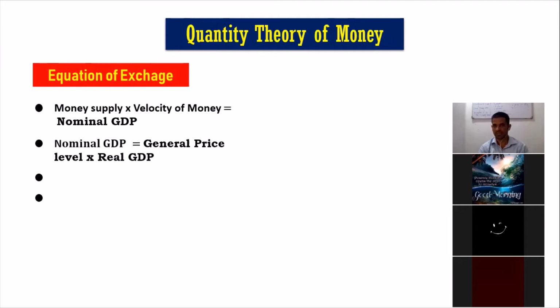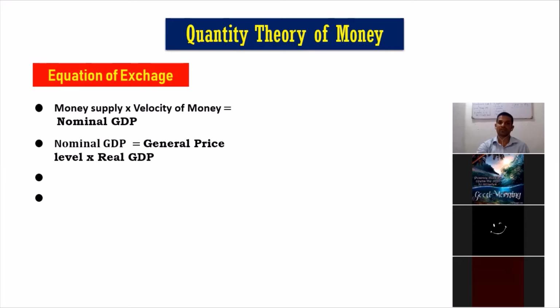You know, general price level shows the inflationary impact. Real GDP is calculated based on a base year, which is known as GDP at constant price. We learn them in national accounts, right? Okay. So that's what you see in the equation.